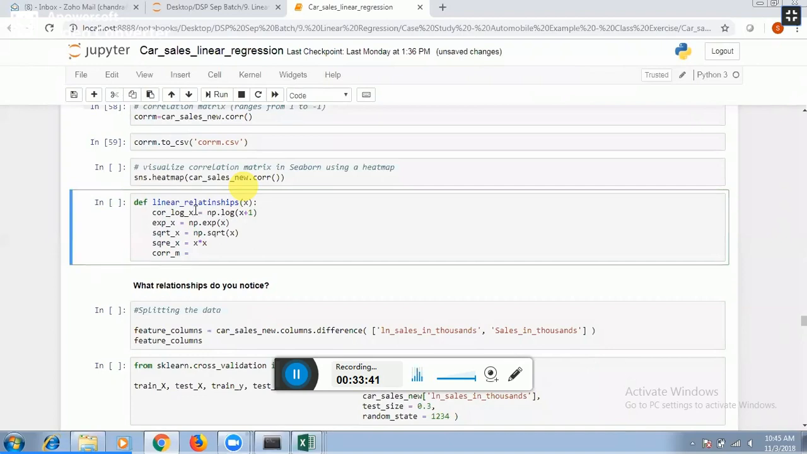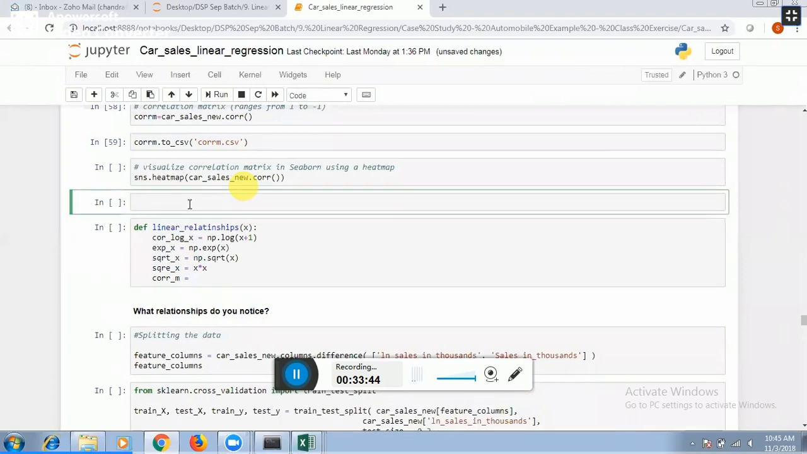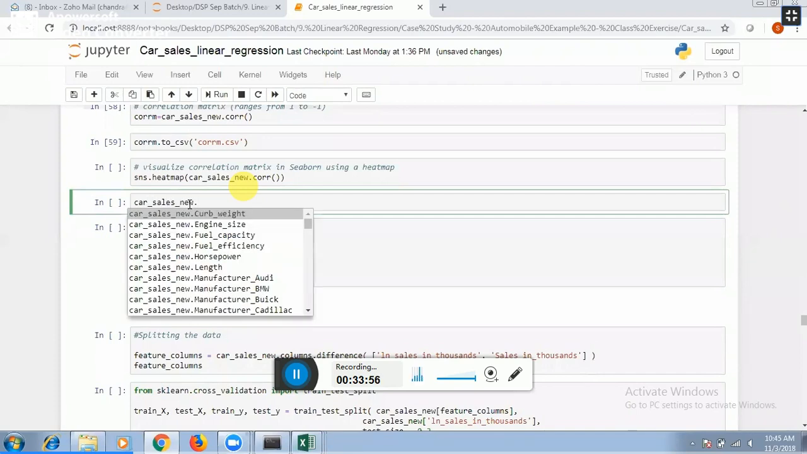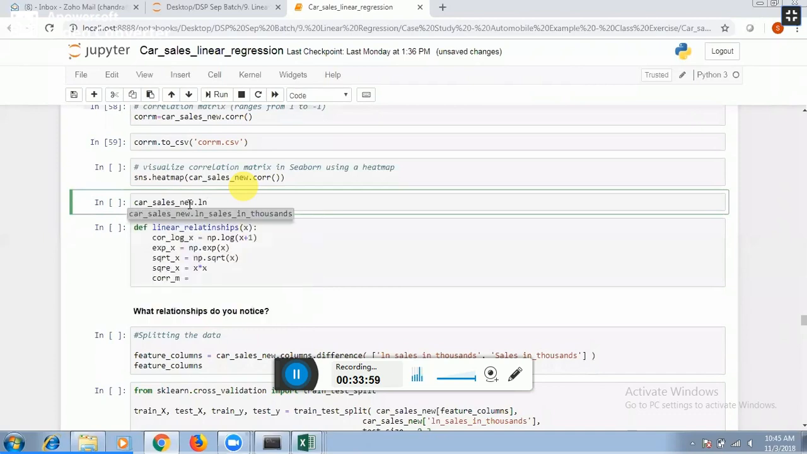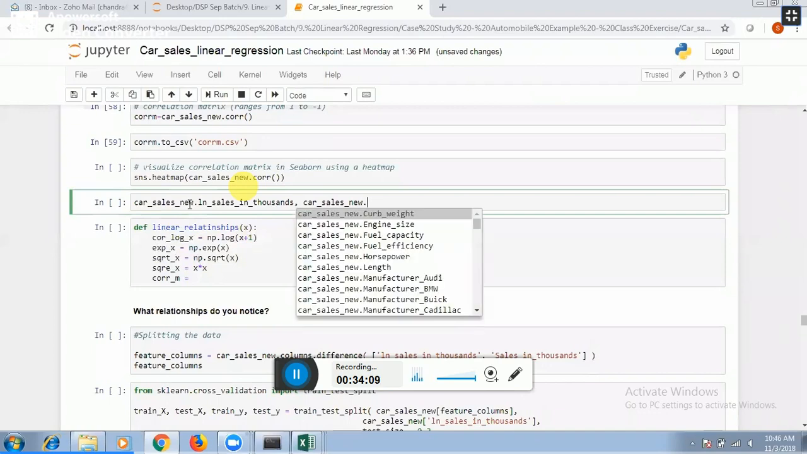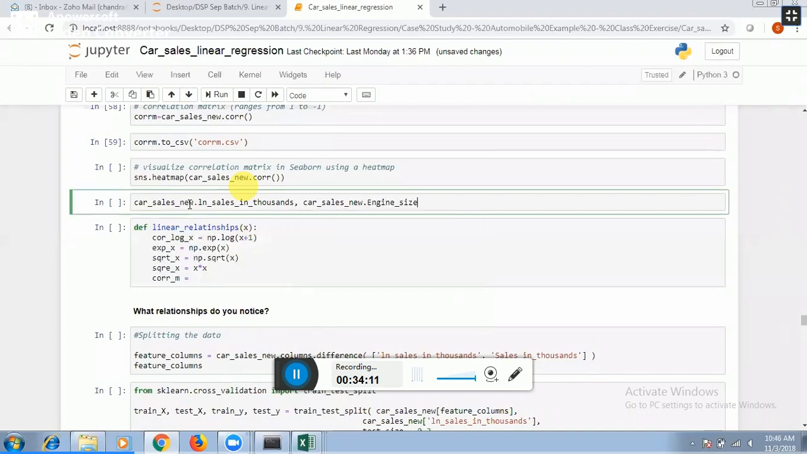Let's do one thing, let's do it outside of this one. For example, your y variable is car sales new, log sales in thousands, and comma, car sales new, for example, let's take engine size. If I want to take the correlation between these two, how will you do that? np.corrcoef.